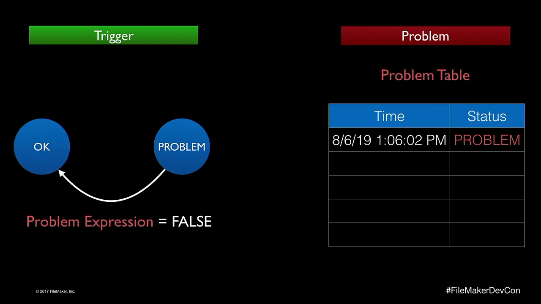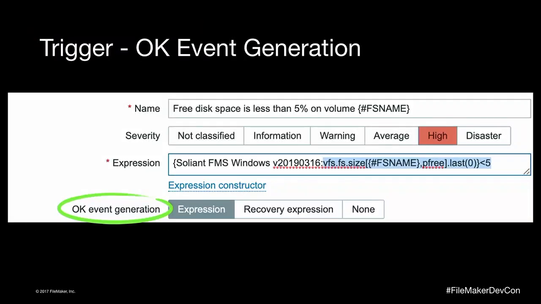So the status switches back to OK, and now an OK event is generated, and that in turn causes the status of our problem record to be updated and set to resolved. So in the trigger configuration screen, we see that we've used the problem expression as our method of resolving the problem, or as they've labeled it here, as the method of generating the OK event. But we could have used a recovery expression.